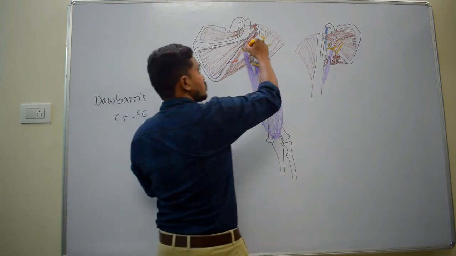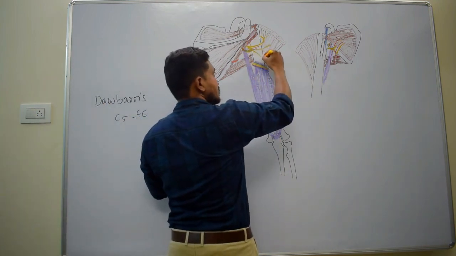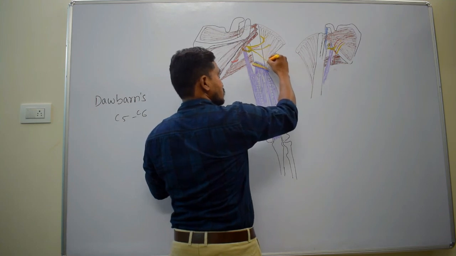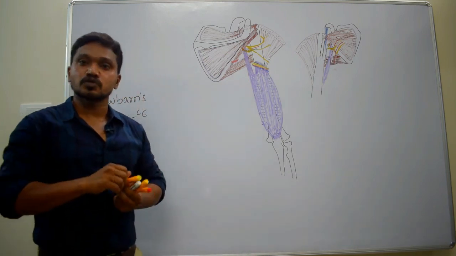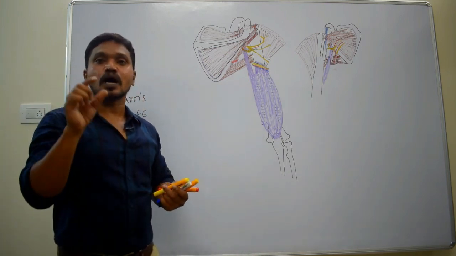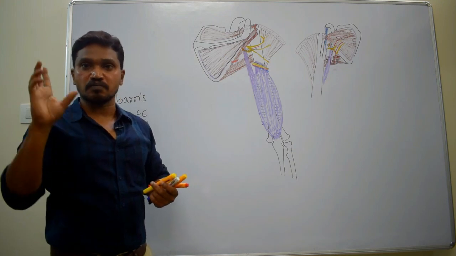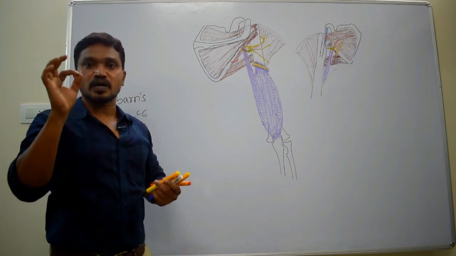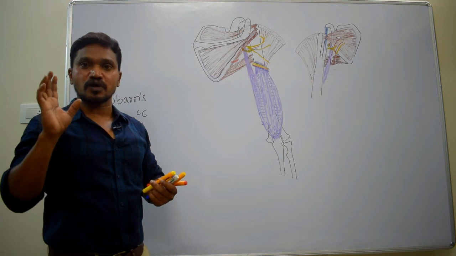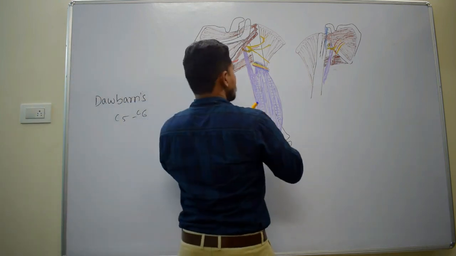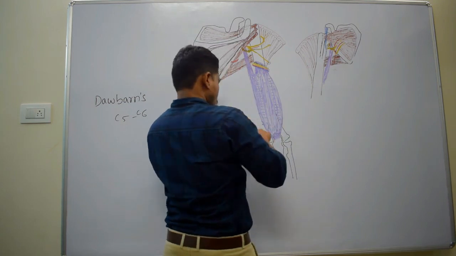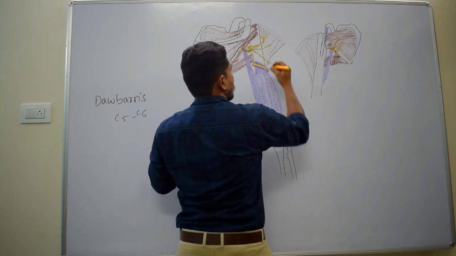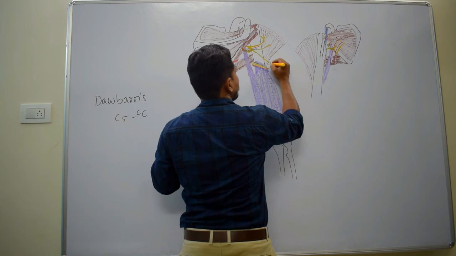Then the continuation of the posterior division pierces the deep fascia. It pierces the deep fascia at the posterior inferior part of the deltoid muscle and becomes cutaneous. It continues as the upper lateral cutaneous nerve of arm. What is it? Upper lateral cutaneous nerve of arm. Here it is piercing the deep fascia, and becoming the upper lateral cutaneous nerve of arm.